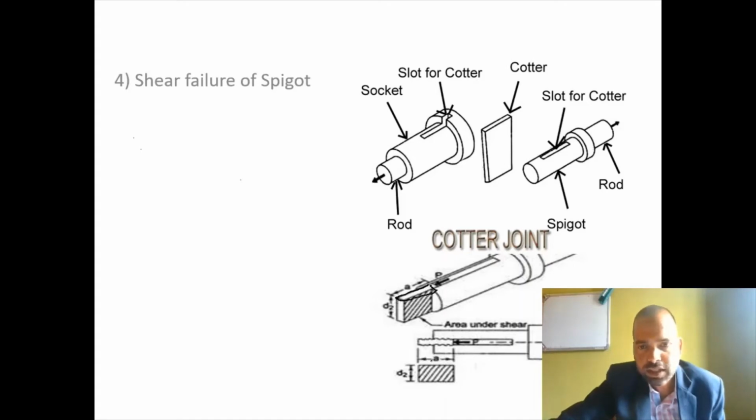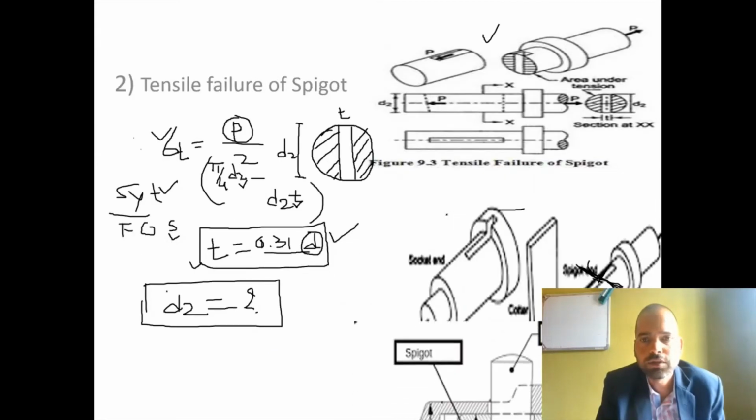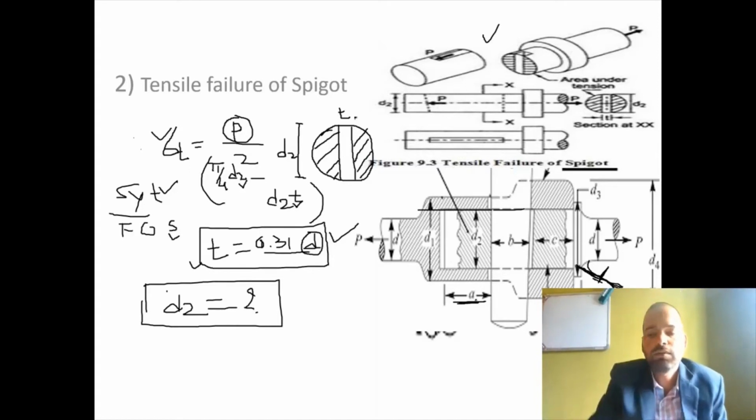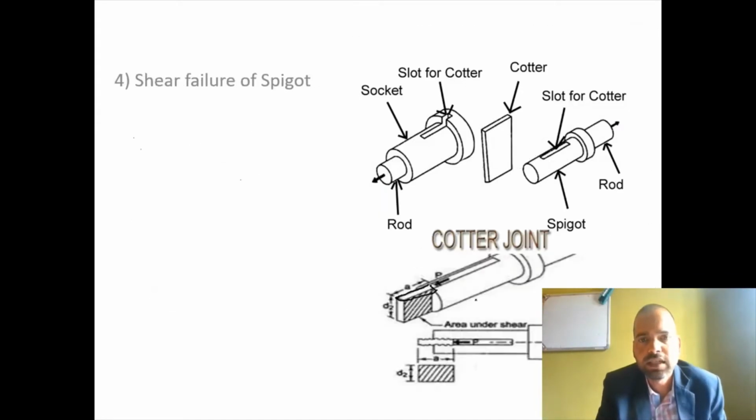So if you see this diagram we have discussed here, in the assembly portion, this is area A, understand? And if this cotter shears off this portion of the spigot, individual spigot, if it comes out, that portion is A. Hence this distance is A, and what is the diameter? The diameter of this rod is equal to D2.